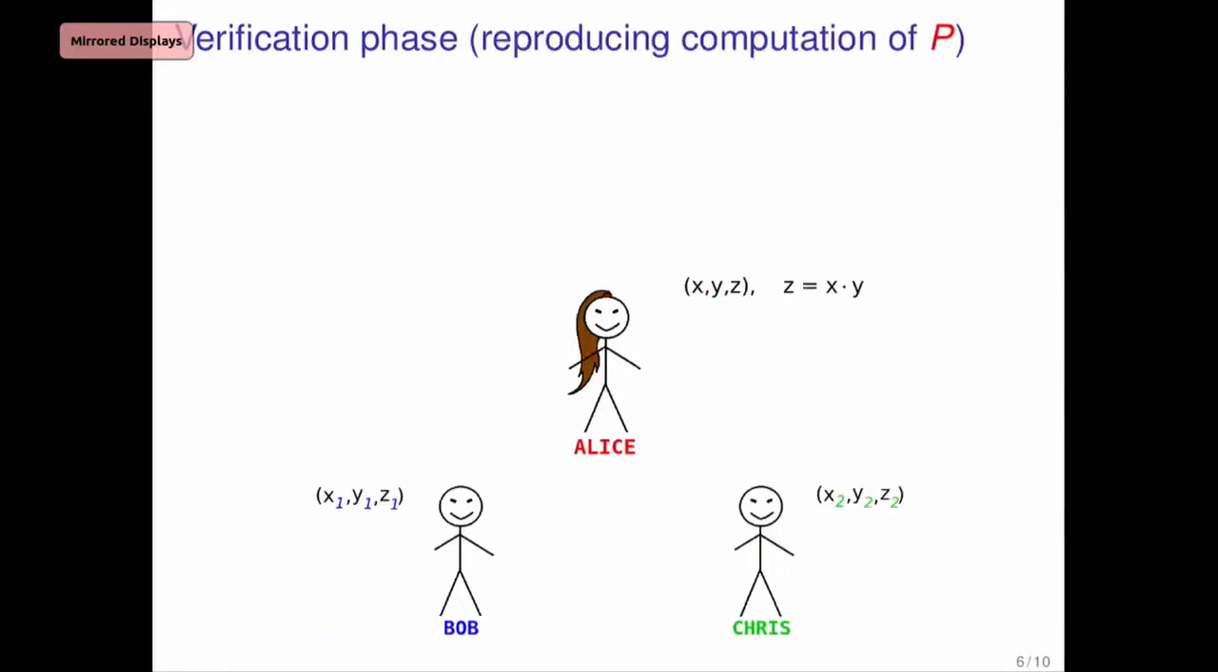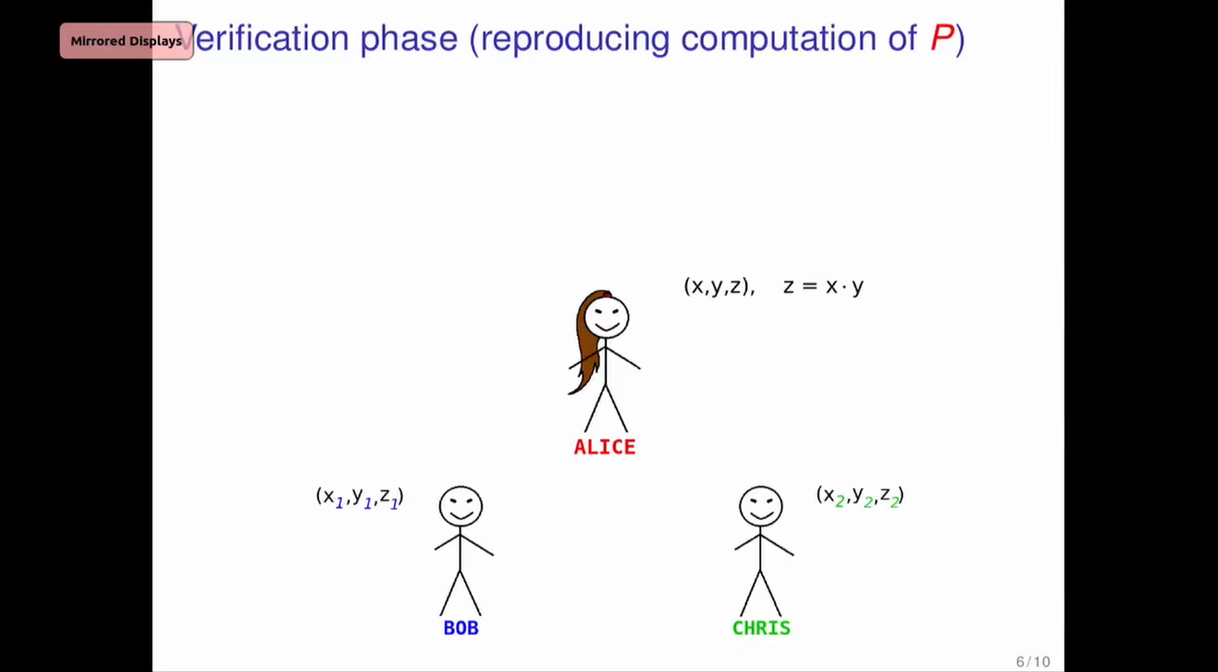And now the verification itself is like reproducing the computation of P by using these additive shares that parties received so far, and they use the correlated randomness. Let us do it on the example of multiplication. So Alice wants to prove that Z equals X times Y, and all these values X, Y, and Z are already additively shared among Bob and Chris, among the verifiers.